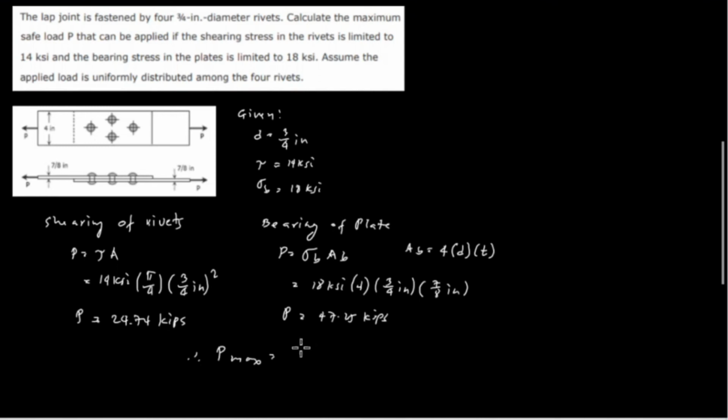The maximum safe load should be used, or P maximum is the value which has the lowest value of the two P's, and the maximum value for P is equal to 24.74 kips, which is the safe load.